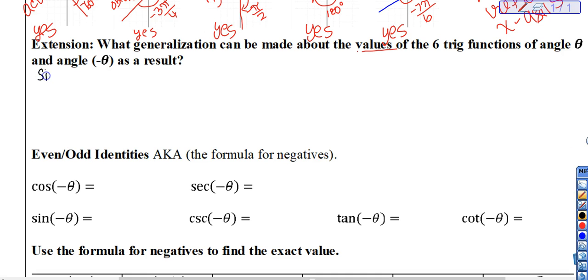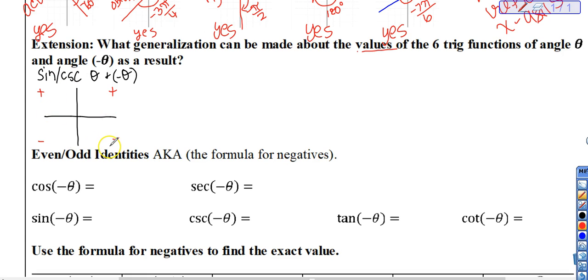So, sine and cosecant of theta and negative theta. What do we know about their values? Well, here's some things that we've learned so far. Sine and cosecant are positive in your upper quadrants, right? And their values are negative in your lower quadrants, right?